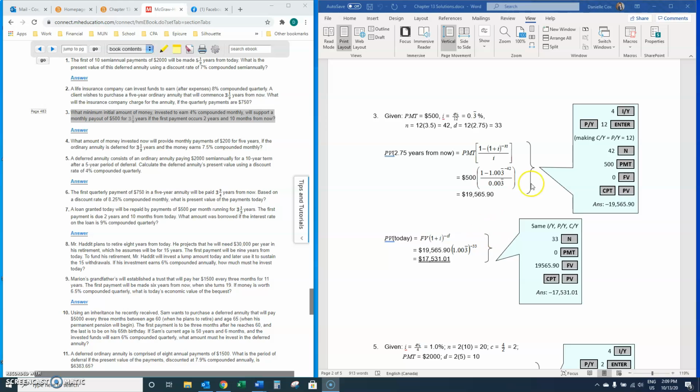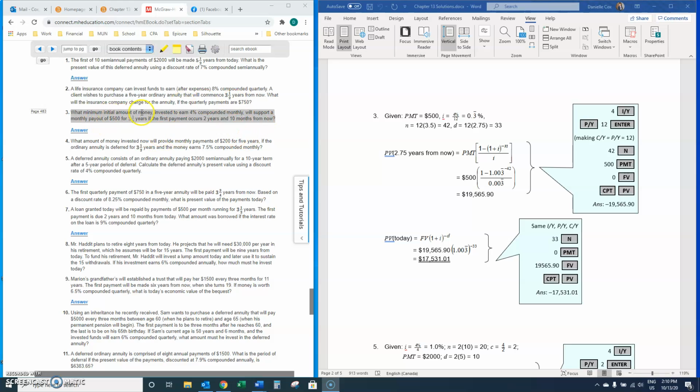Okay, so for the solution, again, we're going to do it in 2 parts. The first thing you have to work out is the first part here. What minimum amount of money do you need invested at 4% compounded monthly that will support a monthly payout of $500 for 3.5 years? We work out that amount, which is the first payment's going to occur in the future. So we're working it out as the present value at that future point in time. And then we're going to bring that value back to the current time.